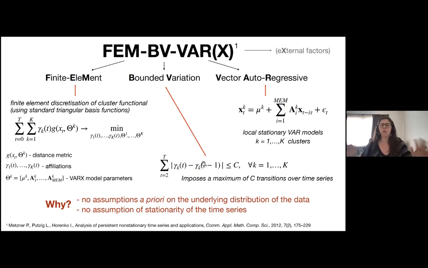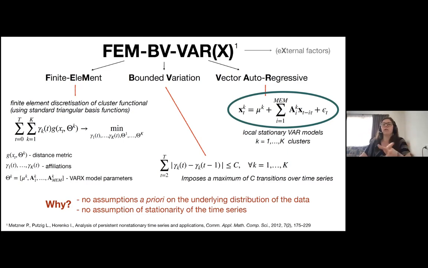And why do we use this particular method? Well, for one, there's no assumptions a priori on the underlying distribution of the data. And there's also no assumption of stationarity of the time series. And this is quite good in climate science because we know that the climate is non-stationary, especially over the time period that we're looking at, and with the various time scales involved. So I just want to, once again, bring your attention to this equation here, because these VAR models really define our dynamical model that comes out. The form of this is quite important to why we formulate our dynamical model how we do.